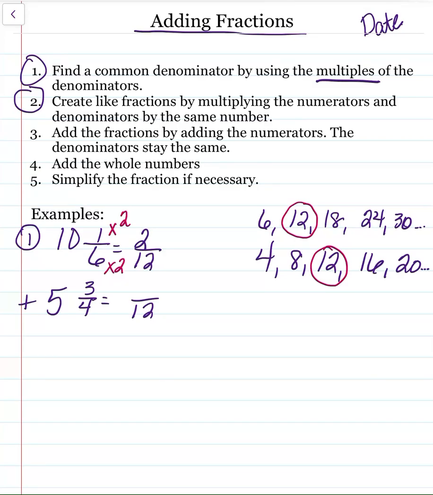Okay, so now let's look at the 3/4. So 3/4, we're going to say 4 times what gives me 12. So 4 times 3 is 12. Whatever I multiply the denominator by, I have to multiply the numerator by. So 3 times 3 is 9.